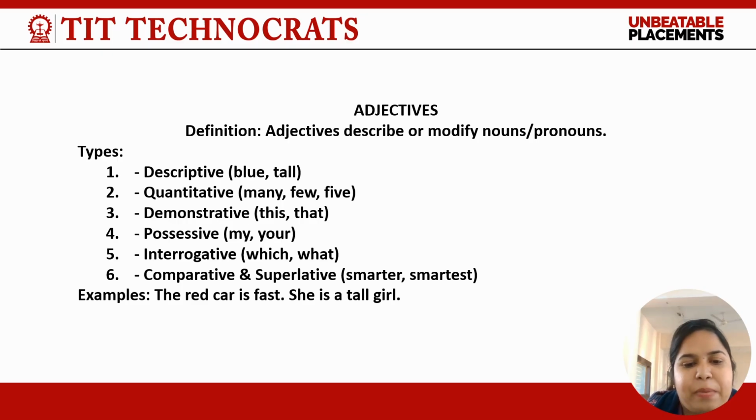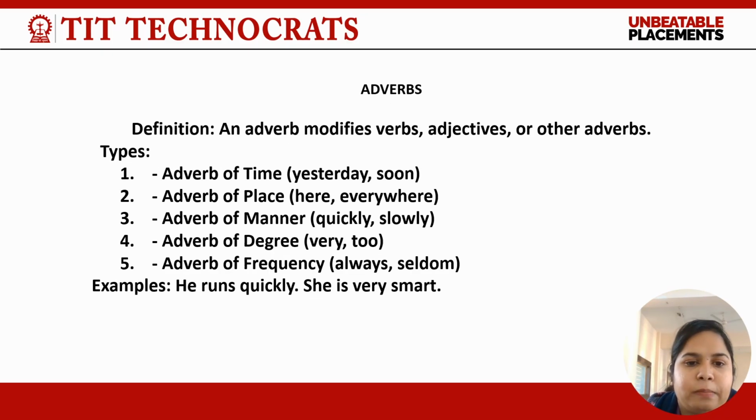The first example is the red car is fast. So red is descriptive. She is a tall girl. So here, she is a tall girl also uses a descriptive adjective. Now have a look at adverbs. So the definition of an adverb is that an adverb modifies verbs, adjectives or other adverbs.